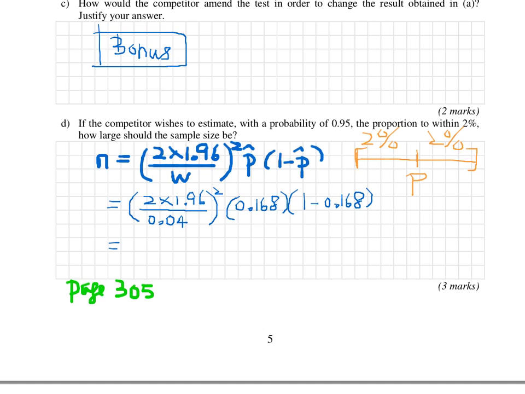Anyhow, if you calculate this, you get 1342.4, and we take that as 1343. We can just take the larger integer. It's okay also if you want to round this to 3 significant figures, to 1350.